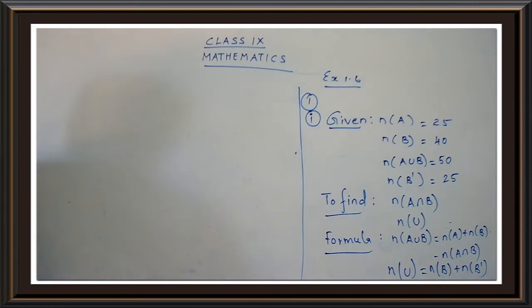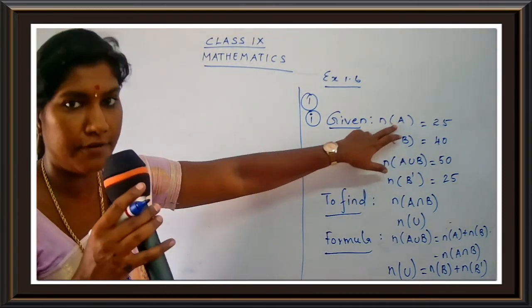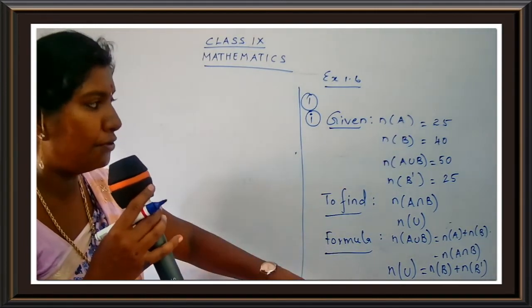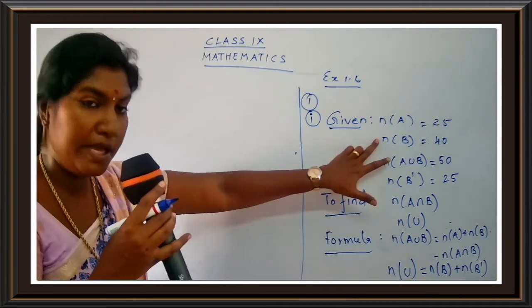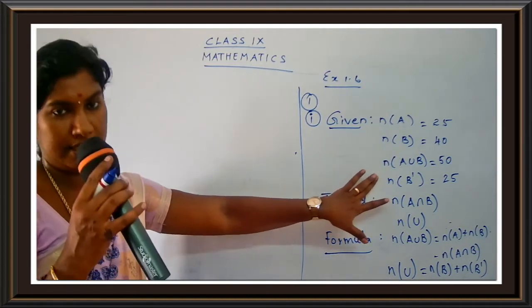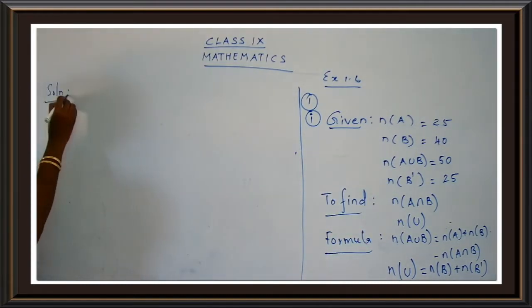So remember the formulas for n of U, because here I cannot take A, since only n of A is given, but I don't know the value for n of A dash. So what are you going to do? You are going to take the values which are known to us. So n of B is known to us and n of B dash is known to us. So you are going to take the B set. So write down the heading here, solution. Give the heading, solution.